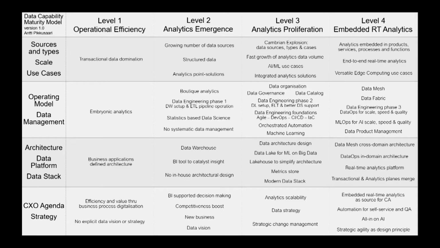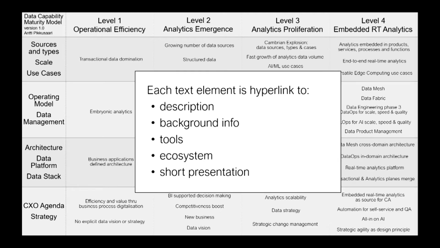This is what the data capability maturity model looks like. To be precise, this is what its main navigation view looks like. Indeed, each text element in this view is also a hyperlink to a description, for example, what do we mean by data mesh? Background information with more in-depth perspective and useful links to further details.